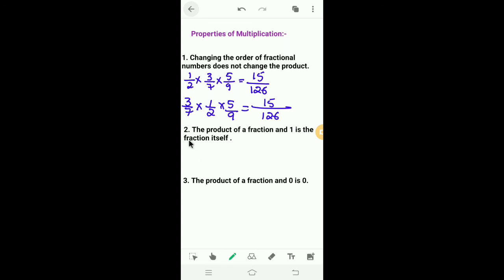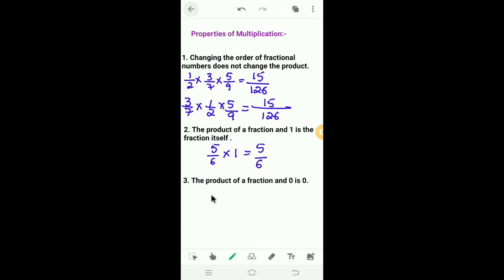Let's learn second property of multiplication. The product of a fraction and 1 is the fraction itself. For example, if we multiply 5 by 6 by 1, then the answer is 5 by 6. The product of a fraction and 1 is the fraction itself. This is the second property of multiplication.